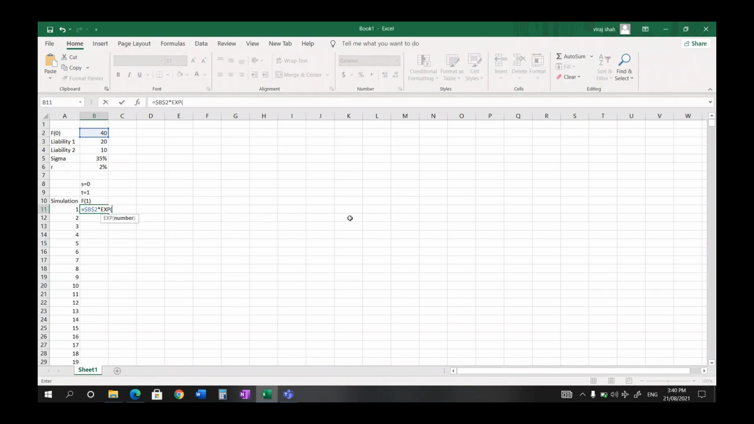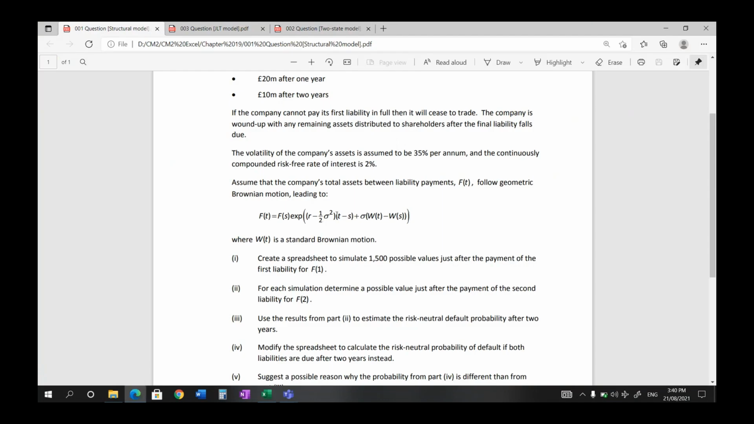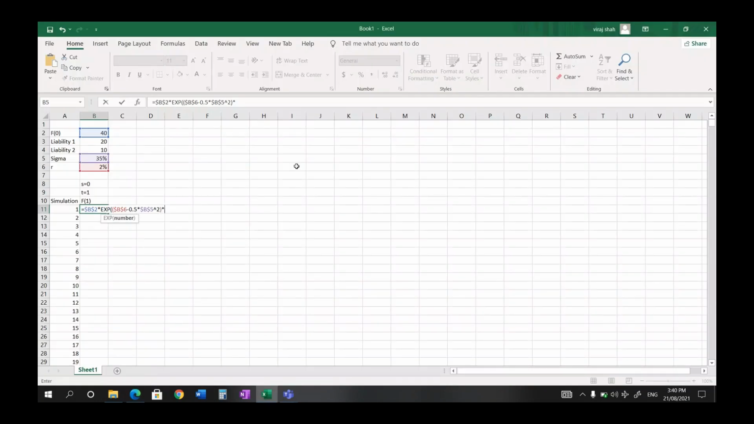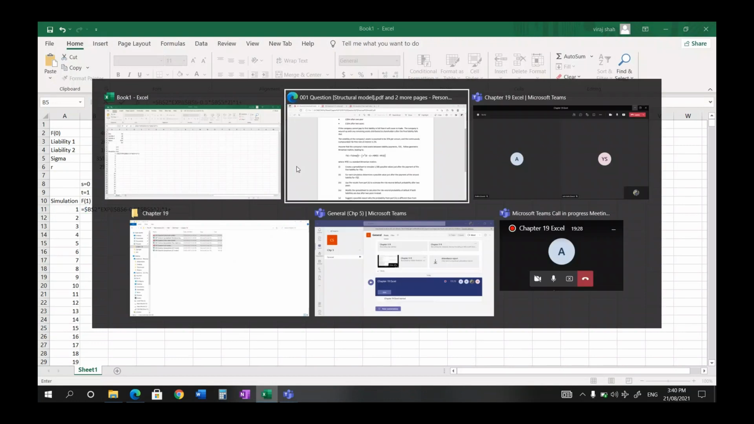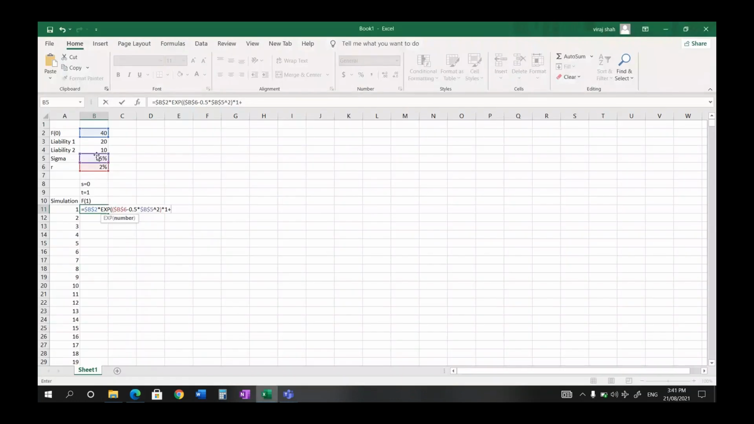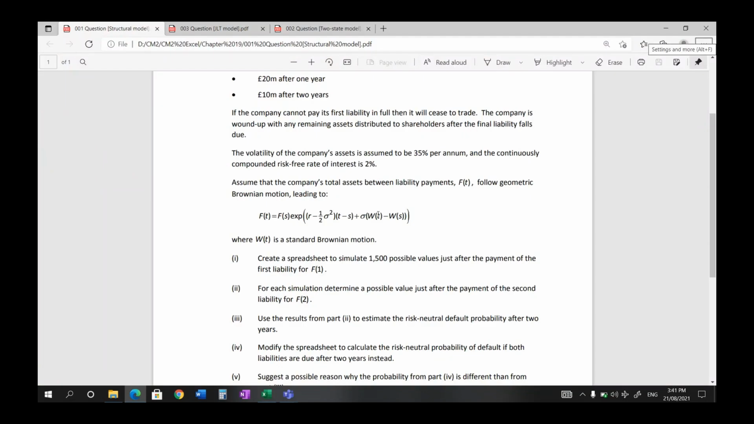e raised to (r minus half sigma square), where r is your risk-free rate, minus 0.5 into sigma square, into (t minus s). So t is equal to 1, s is equal to 0, so 1 minus 0 is 1. So this would be multiplied by 1. Now plus sigma times W1 minus W0, which is nothing but dW1.